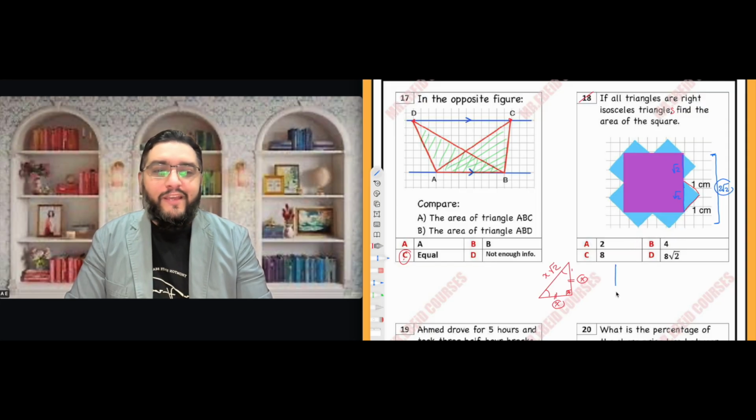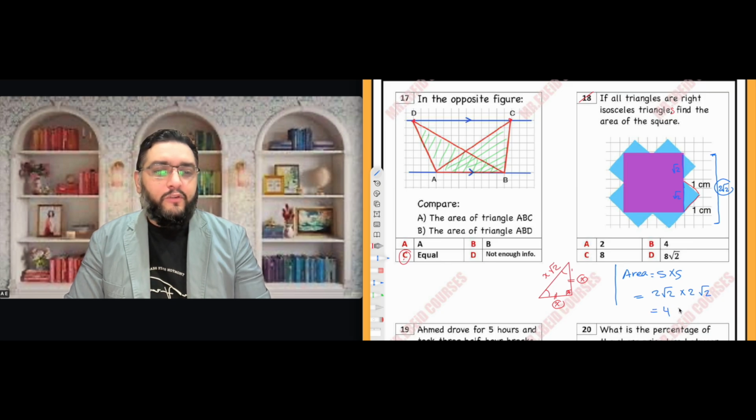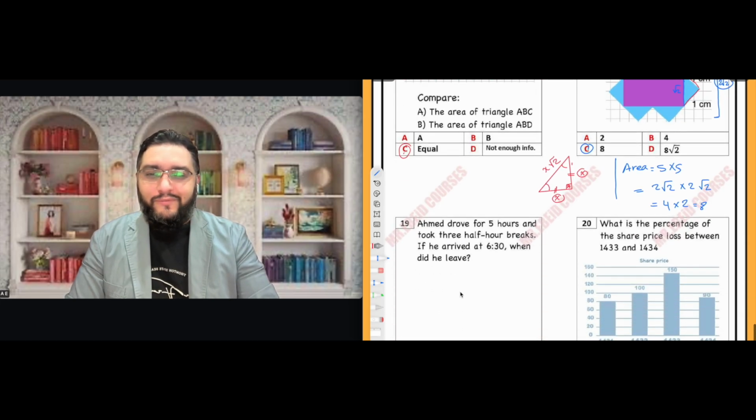You know that the area of a square is side by side. So it's 2 root 2 times 2 root 2. How can we multiply? 2 times 2 equals 4. Root 2 times root 2 equals 2. So 4 times 2 will be 8. So the answer is C. Move to the next question.